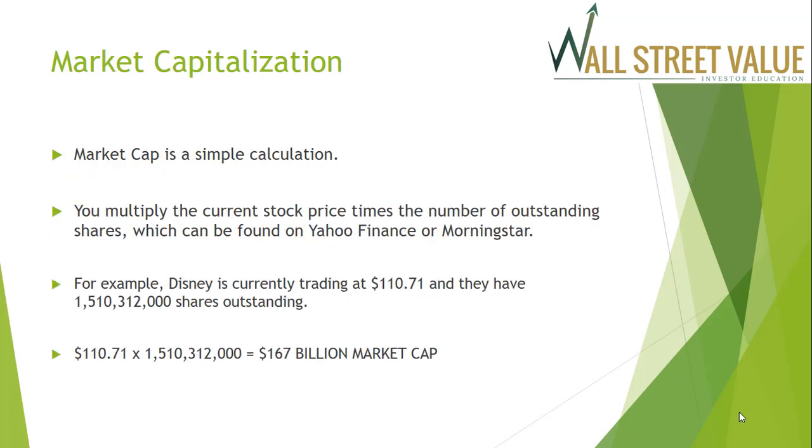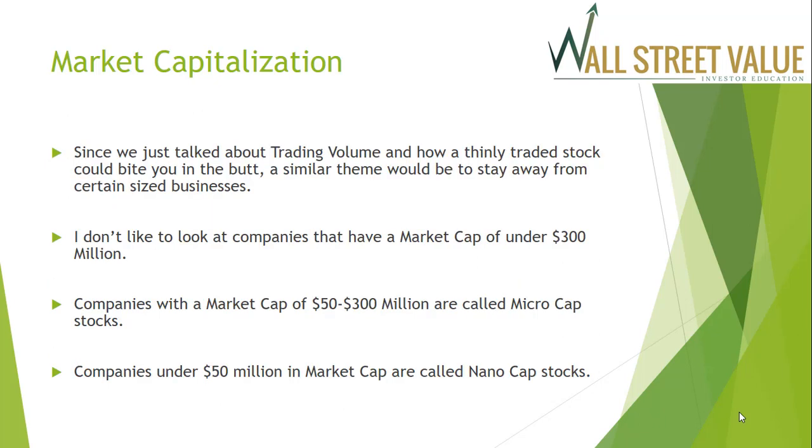Market cap is a simple calculation. We simply multiply the current stock price times the number of outstanding shares. And we can find this information on Yahoo Finance or Morningstar. As an example, Disney is trading at $110.71, and they have 1.5 billion shares outstanding. So you multiply the two together, and their market cap is $167 billion. So a pretty big size company.